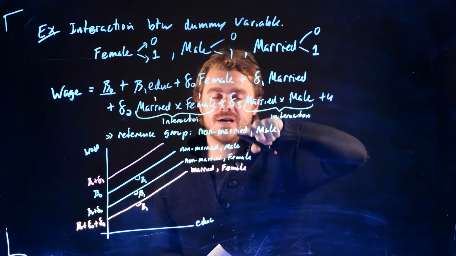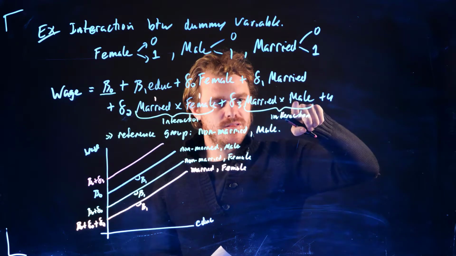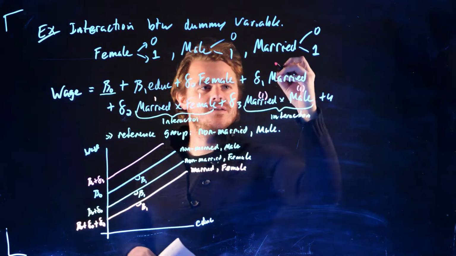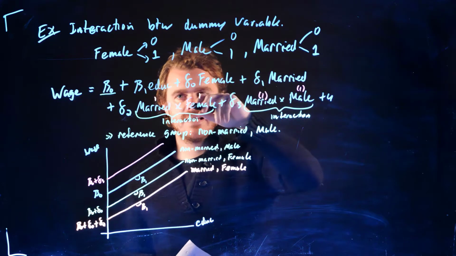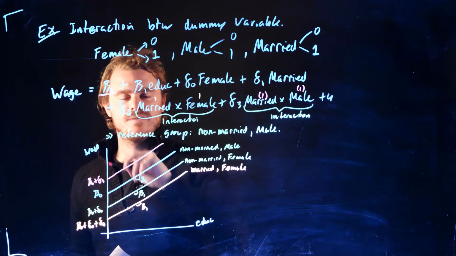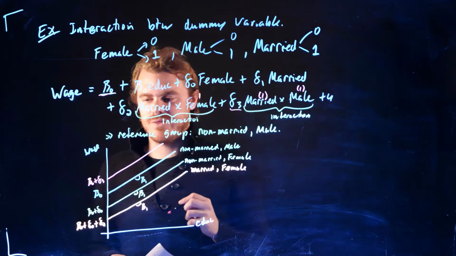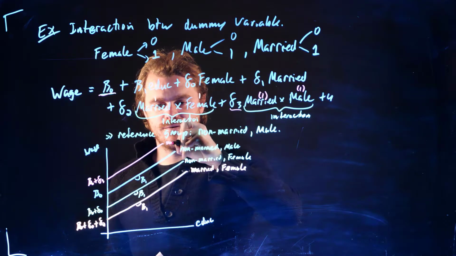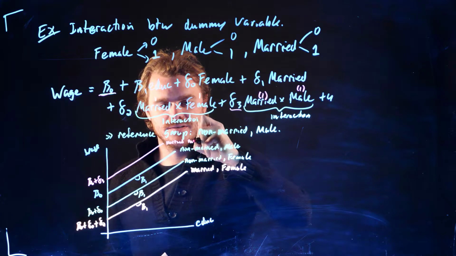So for someone who's a married male, this is going to be 1, this is going to be 1, and then everything else is going to be 0. So they have beta 0 and delta 3 as their intercept. So this is going to be for married males.